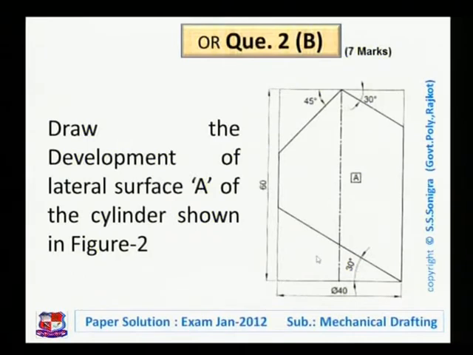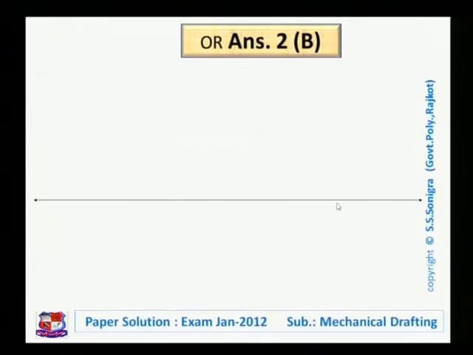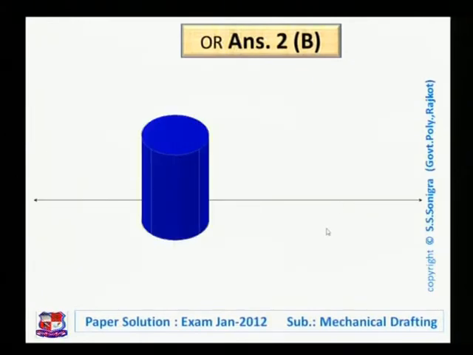Now figure 2 is given like this, and the cylinder is cut like this, 30 degree over here, 45 degree, and 30 degree over here, and we have to draw the development of this portion A. So for that, first draw the XY line.